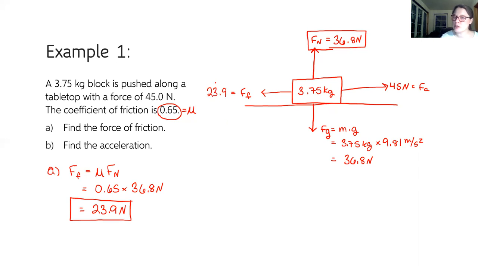So we have 23.9 newtons by friction, 45 newtons by the force applied. So we've done our first question. We found the force of friction. For B, I want to find acceleration. Well, how do I find acceleration?